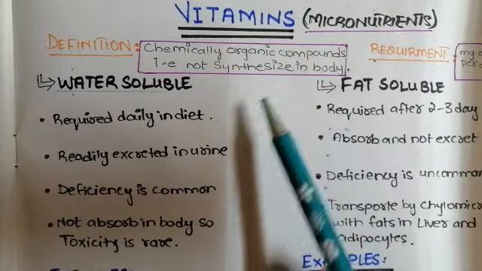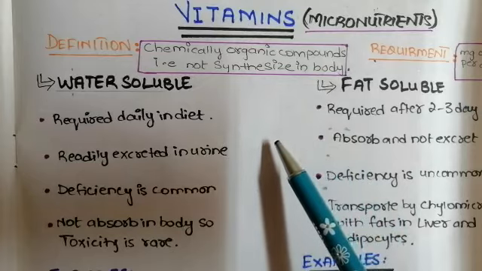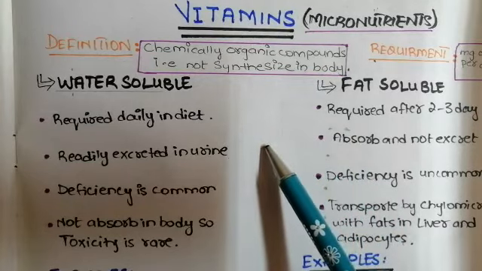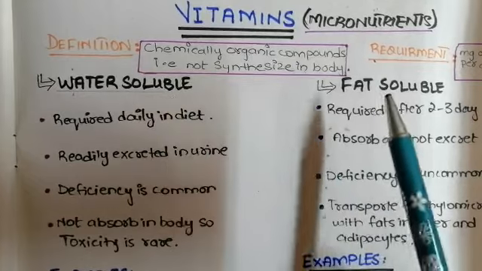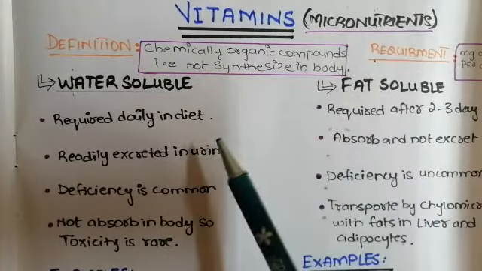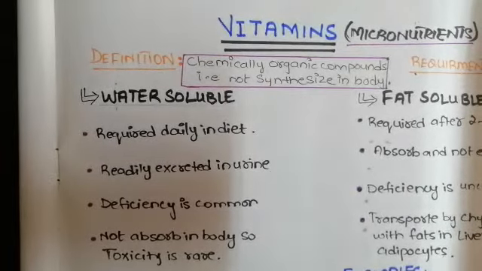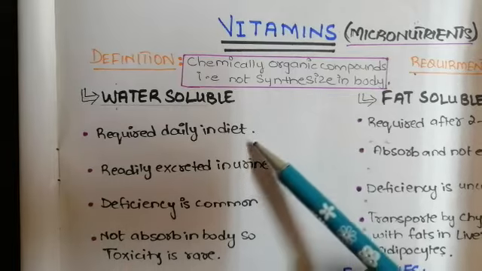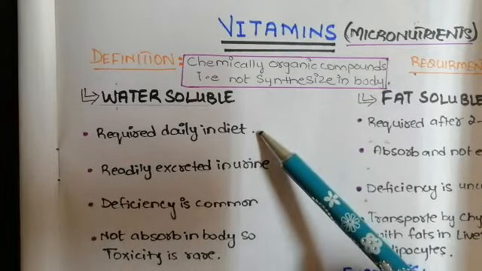So now how are these vitamins distributed in our body? They are classified according to their solubility into two types, the water soluble vitamins and the fat soluble vitamins. The water soluble vitamins are required daily in the diet. They are required daily in the diet and they are excreted in the urine. That's why they are required daily in the diet.